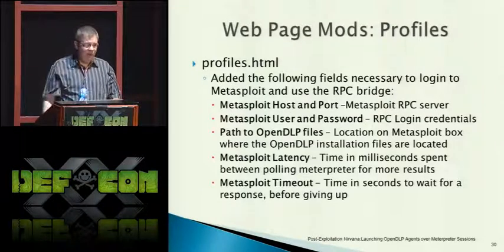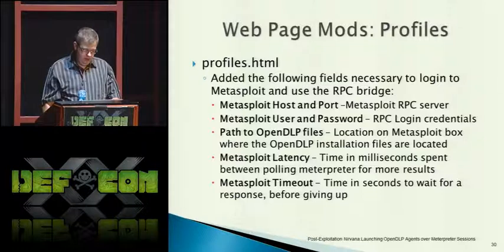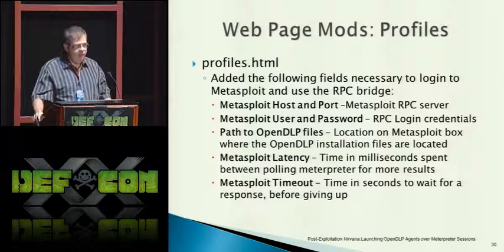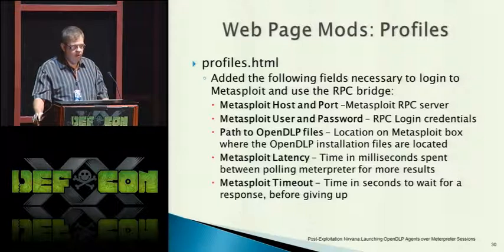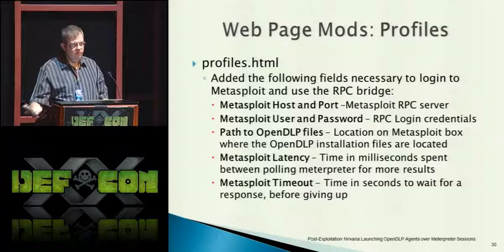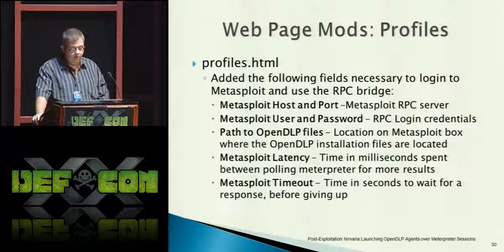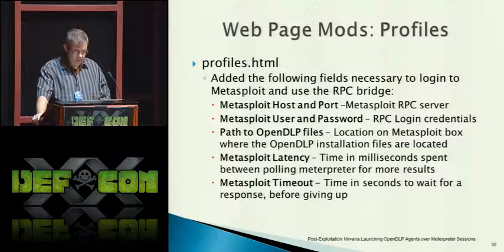So I had to update profiles. Because now our profiles have to contain login information to the Metasploit RPC server. Just the host and port, user and password. And again, OpenDLP deployment files have to be on the Metasploit box. So you have to copy them off of OpenDLP and stick them in a directory on Metasploit. Because I can download files with the new post module, but I can't upload them the same way. So those have to be there, and that's the path that you're going to deploy from. And then I also have a latency and timeout, which you can more or less ignore.